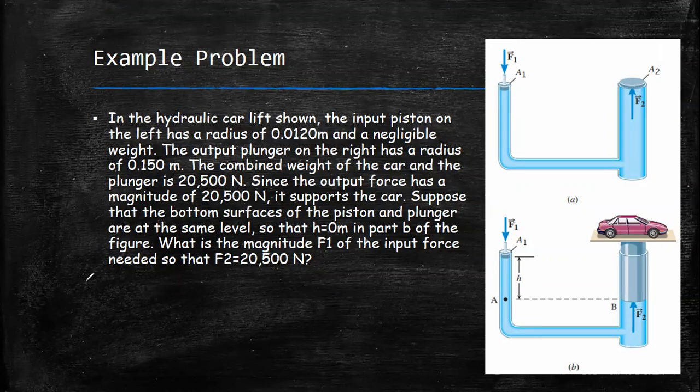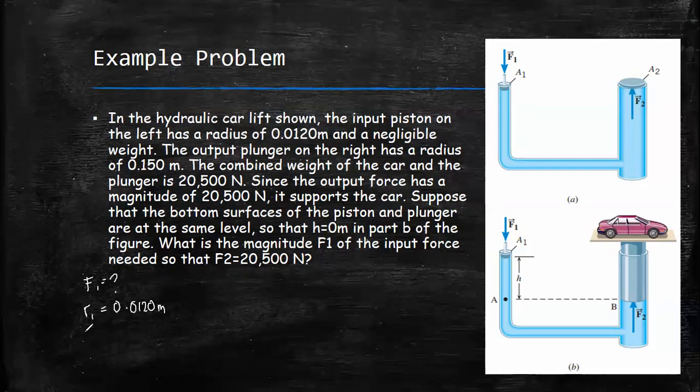So let's have our given values. We're looking for F1, and the radius at point 1 is equal to 0.0120 meter. At point 2, the combined weight of the car and the plunger is equal to 20,500 Newton, and the radius of the larger chamber is equal to 0.150 meter.